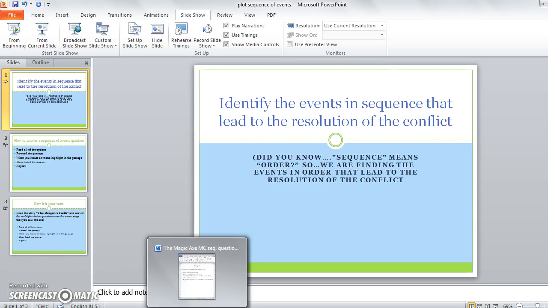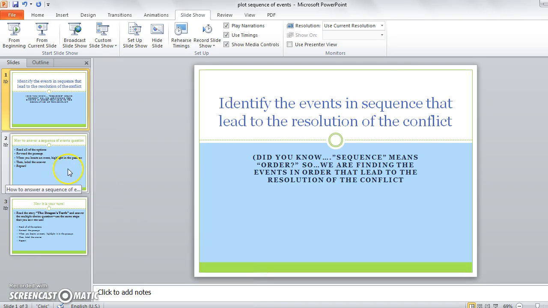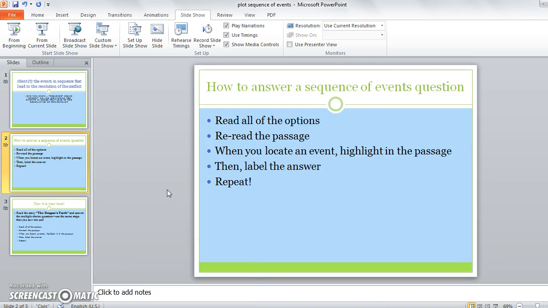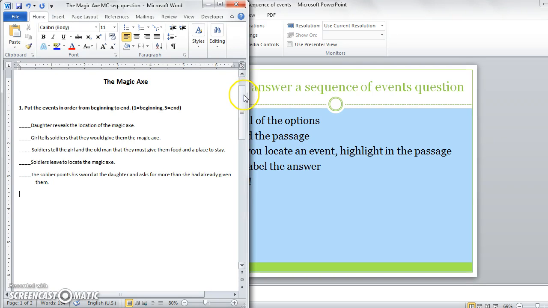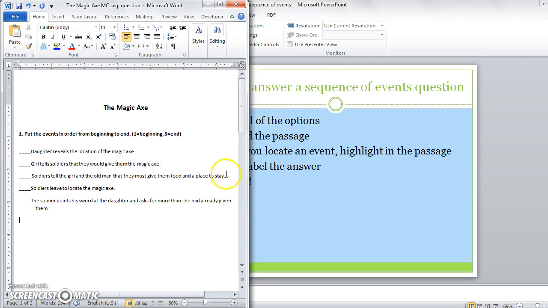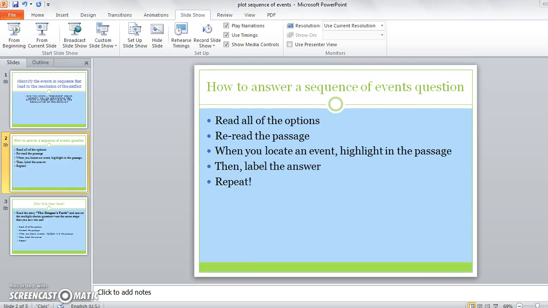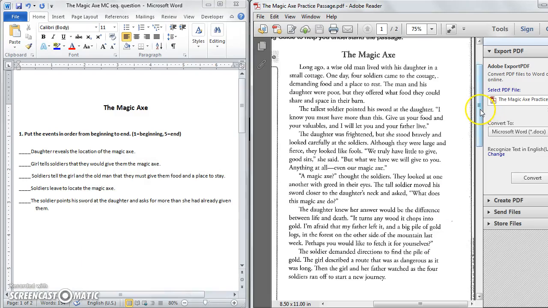So now let's look at our next slide. It says, how to answer a sequence of events question. Sometimes you'll see a question like this, and you saw this on your pre-assessment. This is from the Magic Axe, if you remember reading this the other day. It was about the old man and the soldiers and the daughter, and how they're followed by these soldiers and demanded to give them certain things. So anyways, the question will look like this right over here.